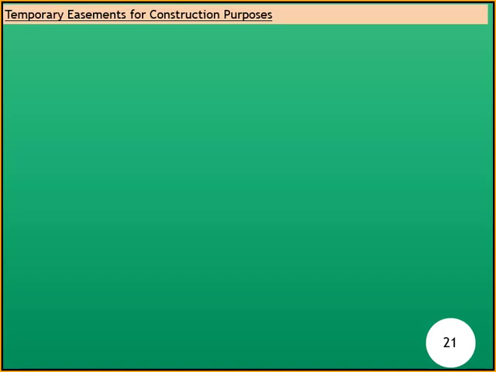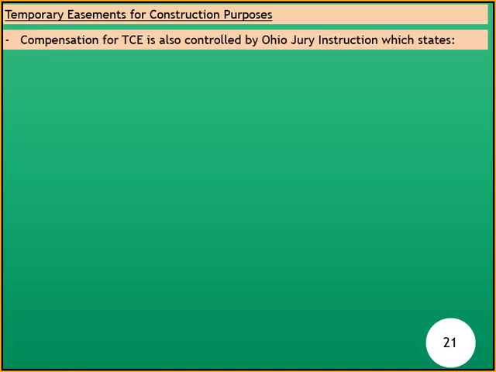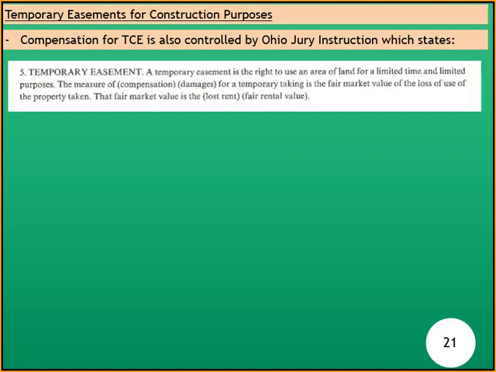All right, we are now going into temporary easements for construction purposes. We're going to elaborate. Compensation for temporary construction easement is also controlled by the Ohio jury instruction, which states a temporary easement is the right to use an area of land for a limited time and limited purposes. The measure of compensation for a temporary taking is the fair market value of the loss of use of the property taken. The fair market value is the lost rent or fair rental value.